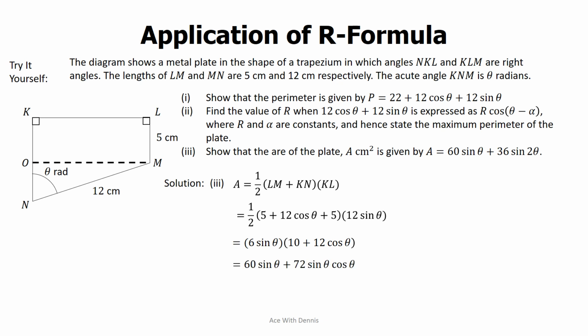So expanding, we get 60 sine theta plus 72 sine theta cosine theta. We can rewrite it as 60 sine theta plus 36 times 2 sine theta cosine theta, because we can convert 2 sine theta cosine theta to sine 2 theta. Therefore, it is equal to 60 sine theta plus 36 sine 2 theta, and it is shown.